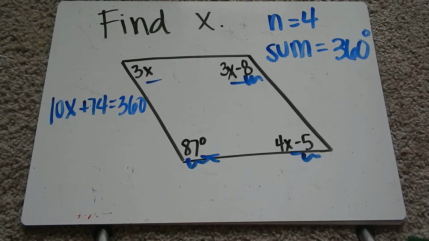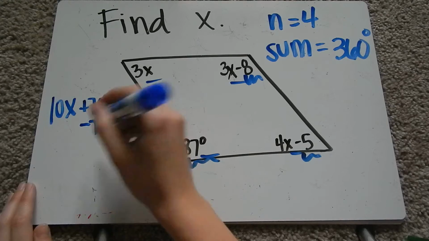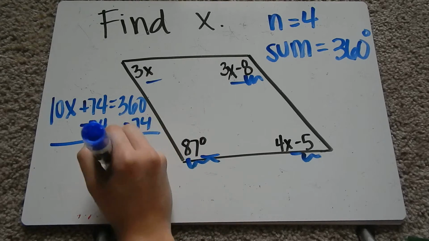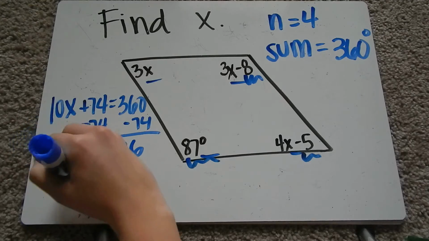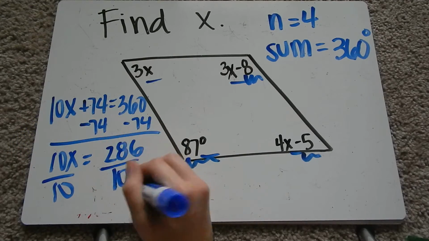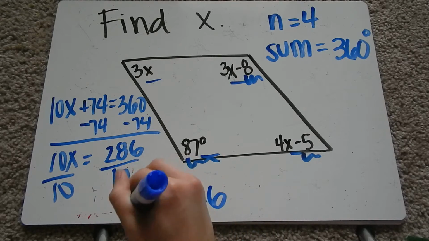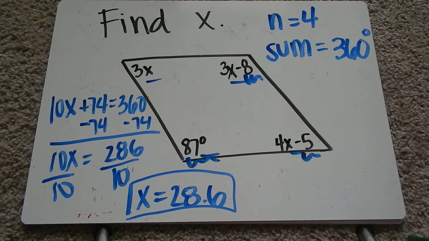All that equals 360. Subtract 74 from both sides. 360 minus 74 is 286 equals 10x. Divide both sides by 10. We get x equals 28.6. Not a nice number, but that will do. x equals 28.6.